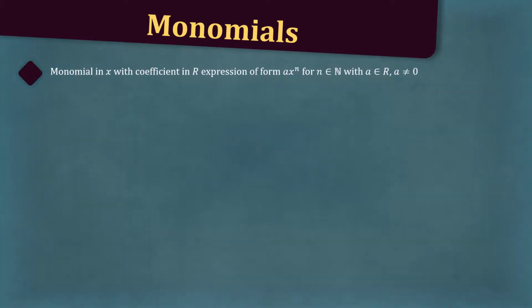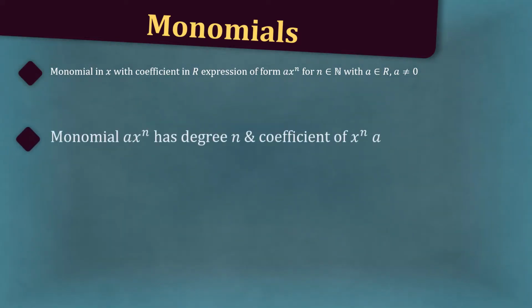First, let's define monomials. A monomial in x with coefficients in R is an expression of the form ax^n for some n in the natural numbers, with a in R and a not equal to 0. We say that the monomial ax^n has degree n and that the coefficient of x^n is a.